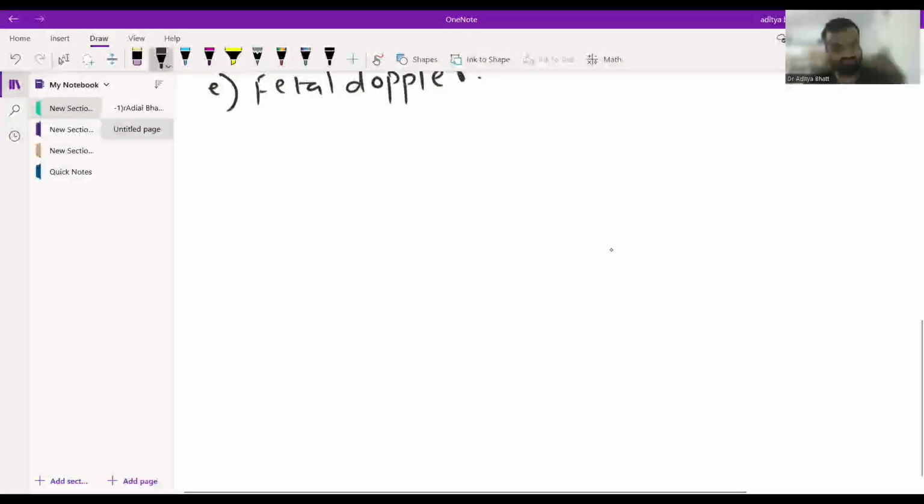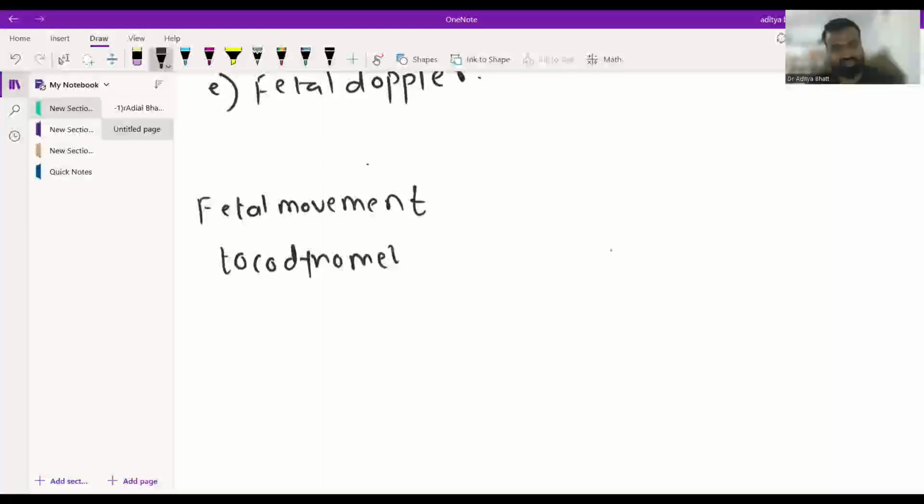So first is fetal movement. The first thing you should know is that obviously the fetus is just like a neonate: it sleeps the majority of the time, and if fetal movement is there, it is a good indicator of the well-being of the fetus. It can be seen by the tocodynometer. Tocodynometers are electromechanical devices which detect the current that is created due to the mechanical activity.